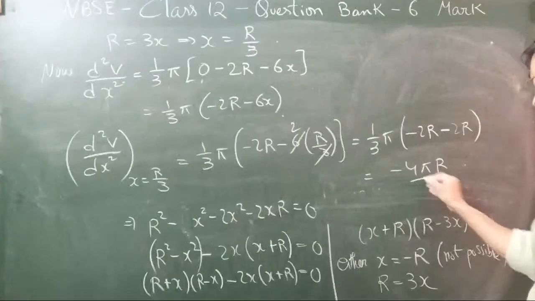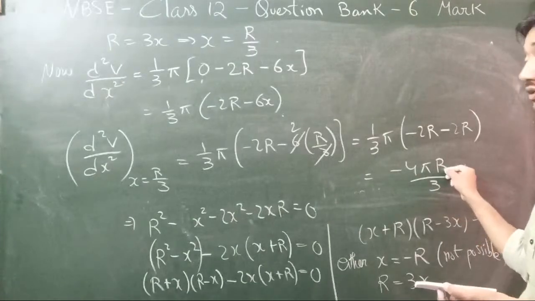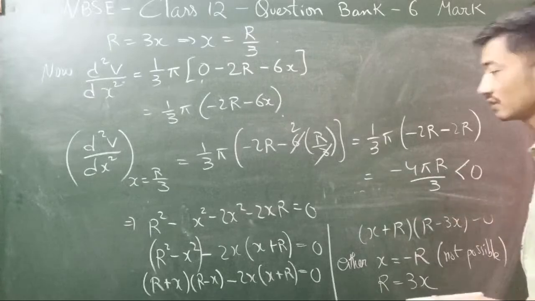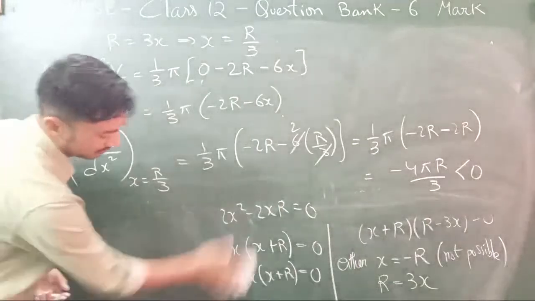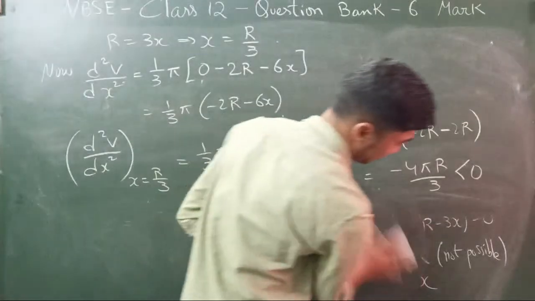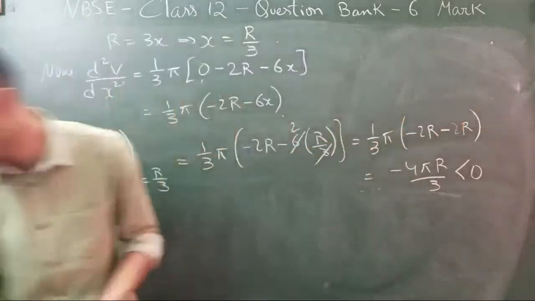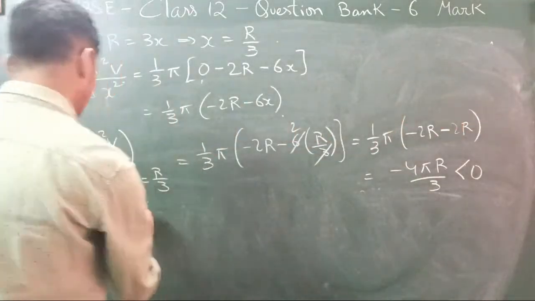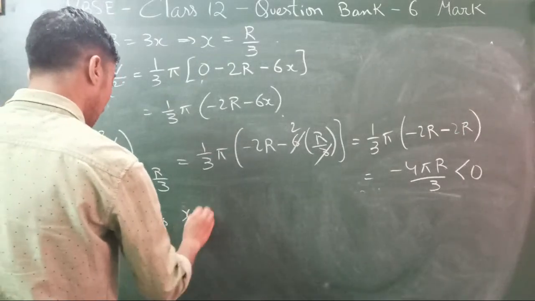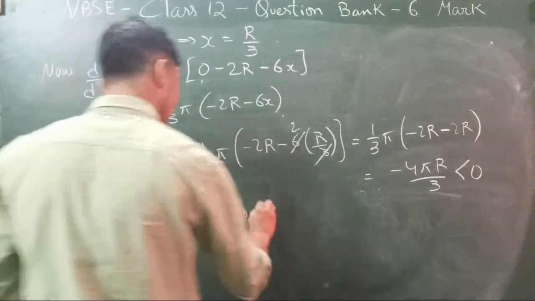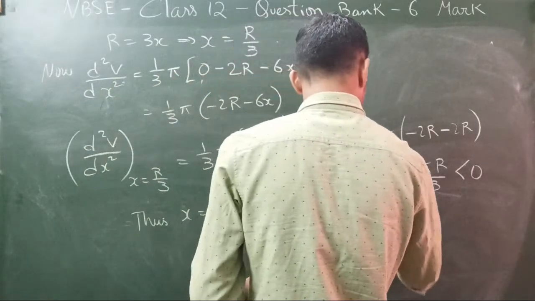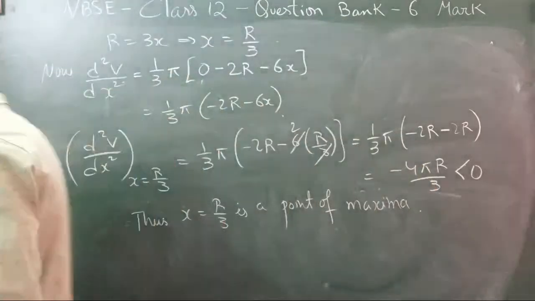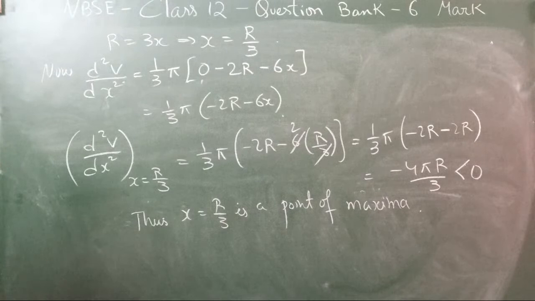So constant radius cannot be negative. So definitely this is a value that is of course always going to be less than 0. So thus x equal to r by 3 is a point of maxima.